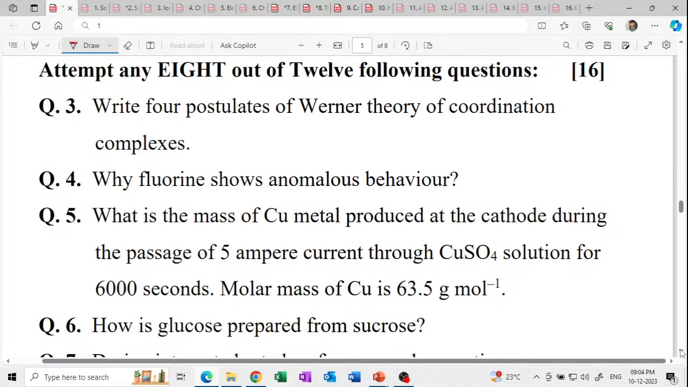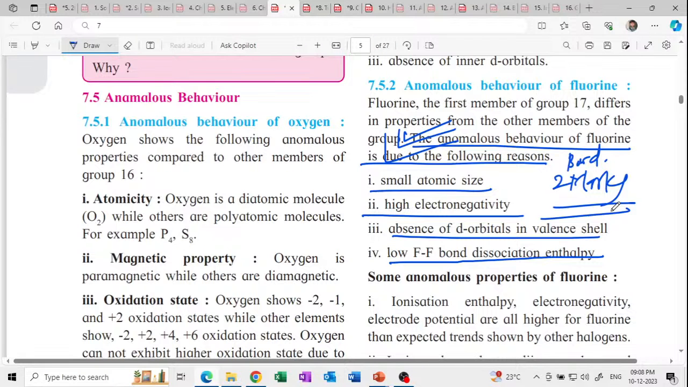So this is very important. So please write now. This is very important right now, for the board examination. Get it? It is a 2 marks question, very, very important. Why does fluorine show the anomalous behavior? Because of the small atomic size, high electronegativity, absence of d orbital in valence shell, low fluorine-fluorine bond dissociation enthalpy. Get it? Next question.